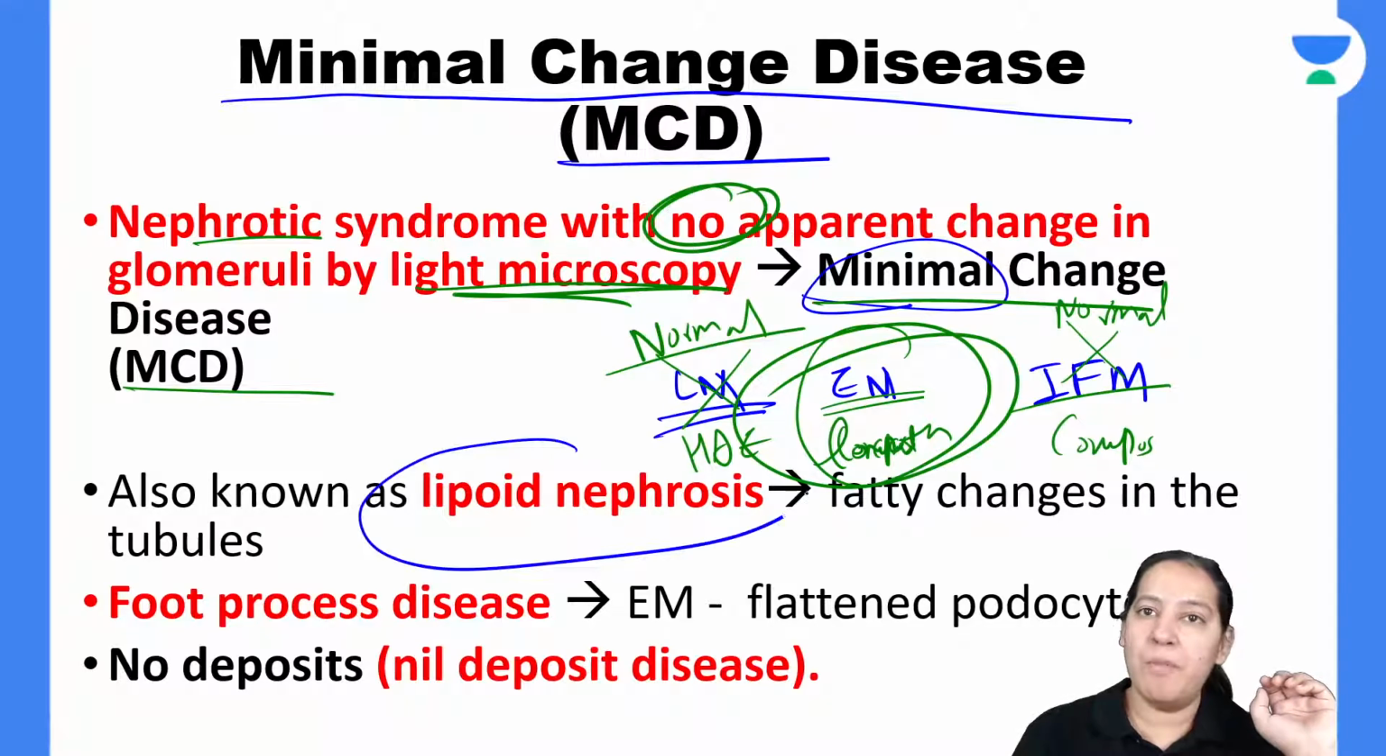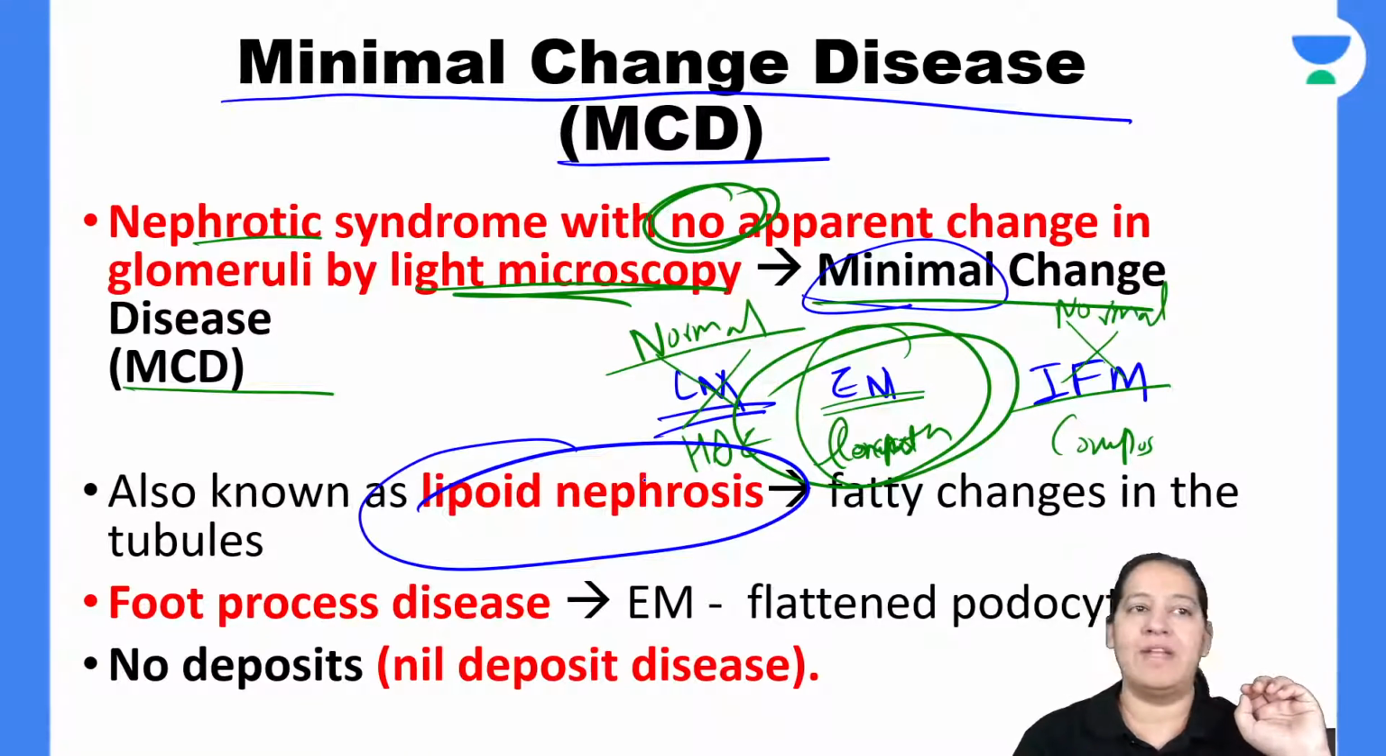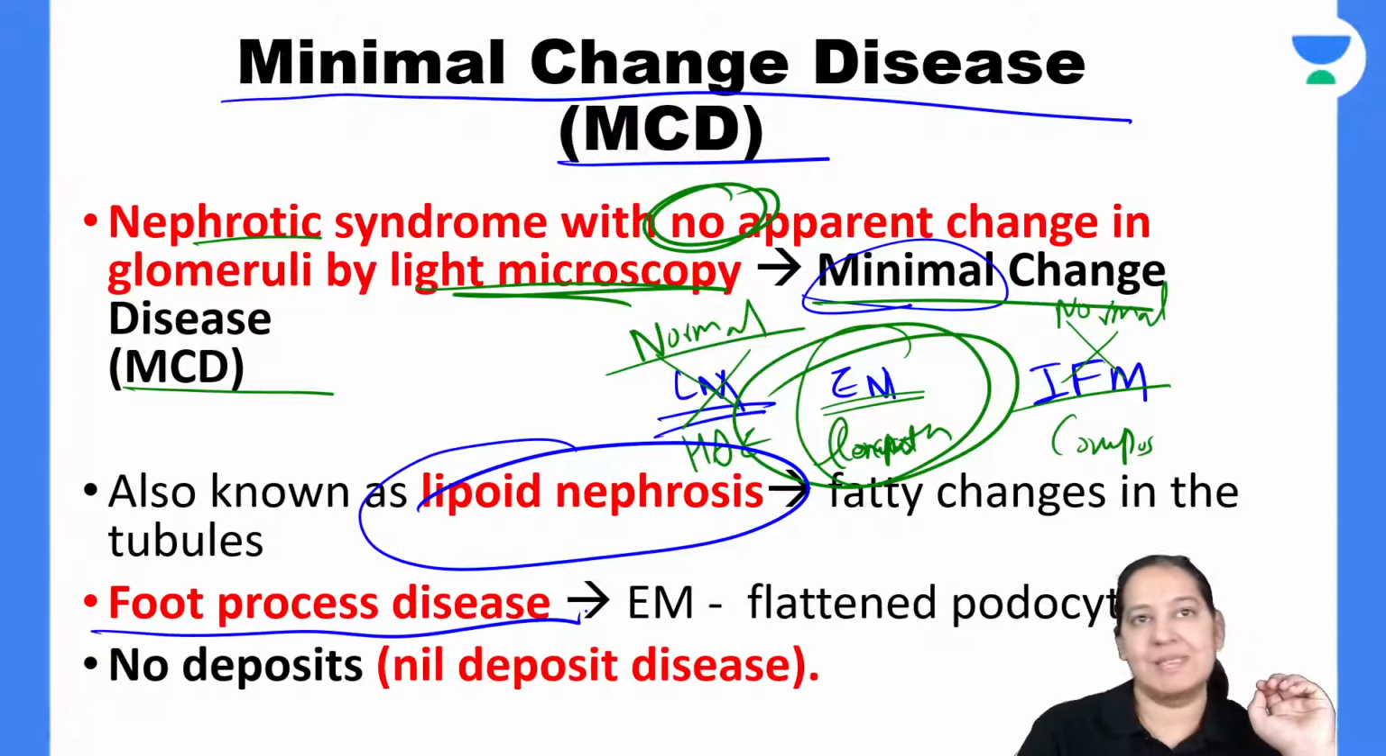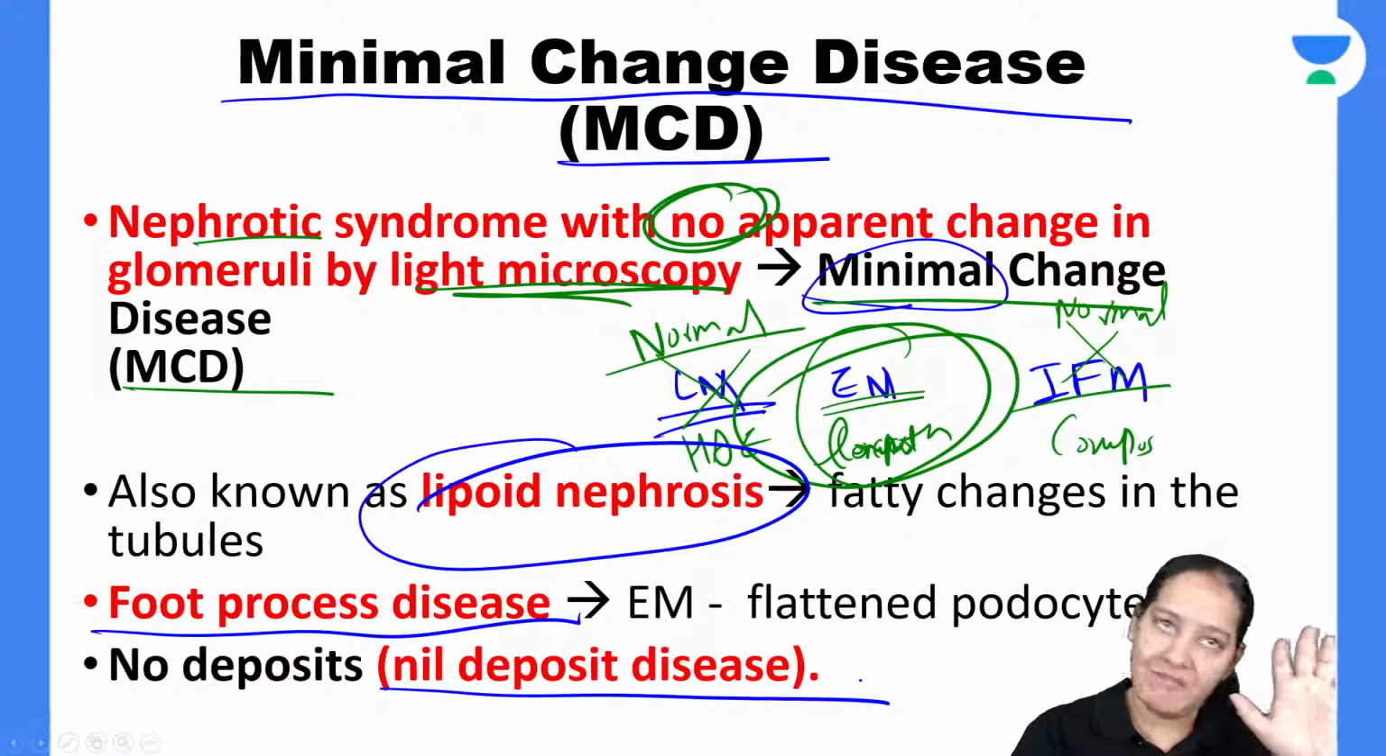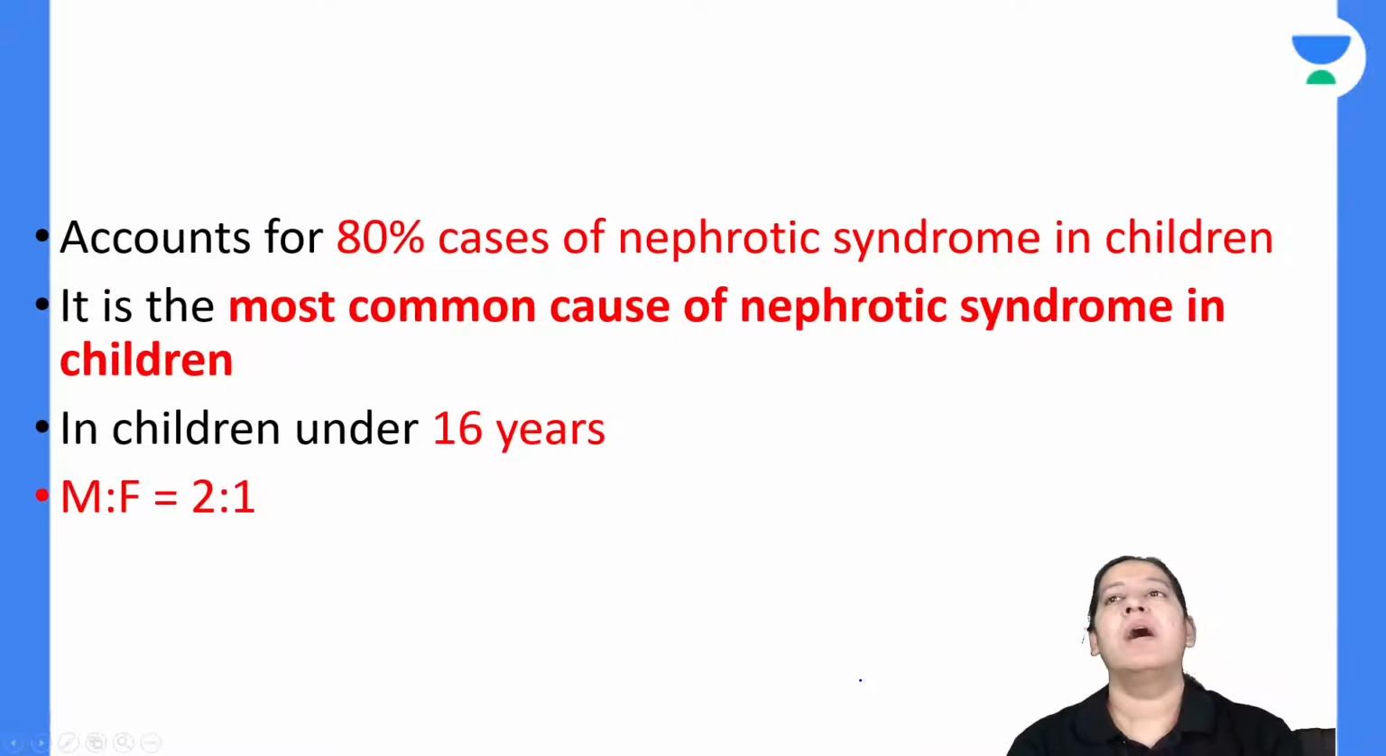It is also known as lipoid nephrosis. It is also known as foot process disease. I will tell you the reason why it is known as foot process disease. It is known as nil deposit disease. I will explain the meaning of all these, right?